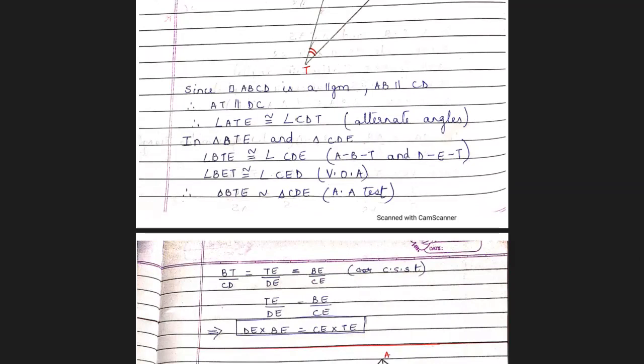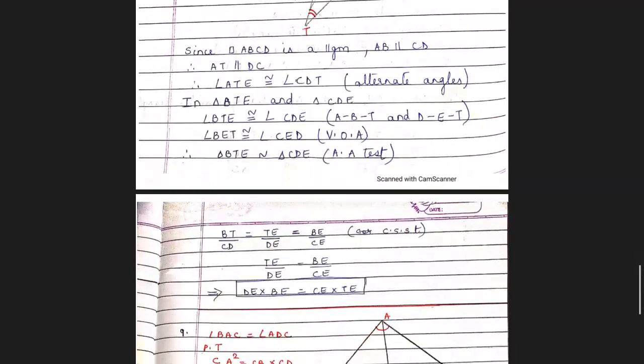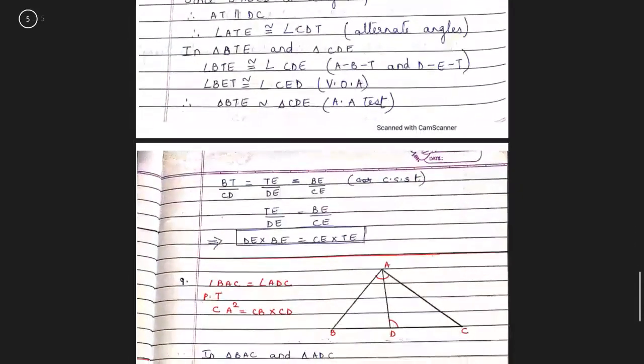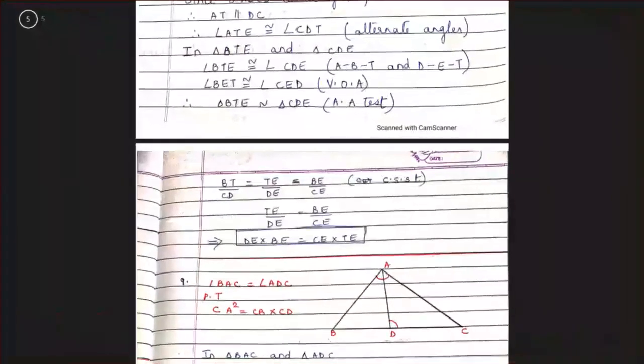Now, to get the answer to that they have asked, you need to consider the second and the third ratio, cross multiply it, and you have got the answer what they have asked. DE into BE equal to CE into TE. That's it. So that's question number 7. Next, we go to question number 8.